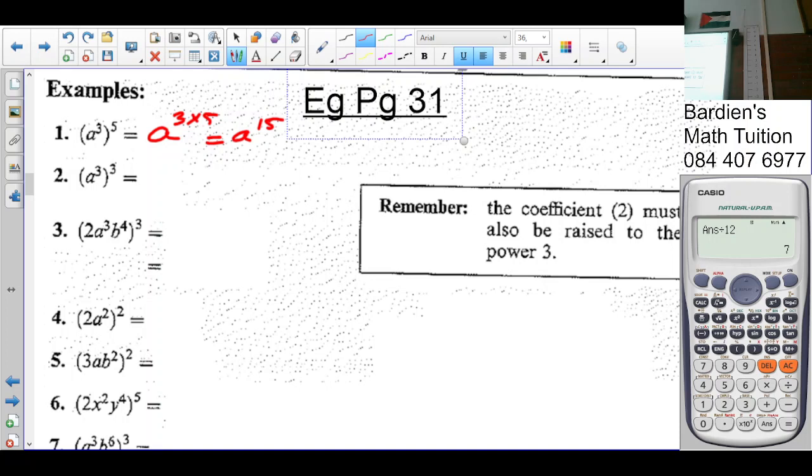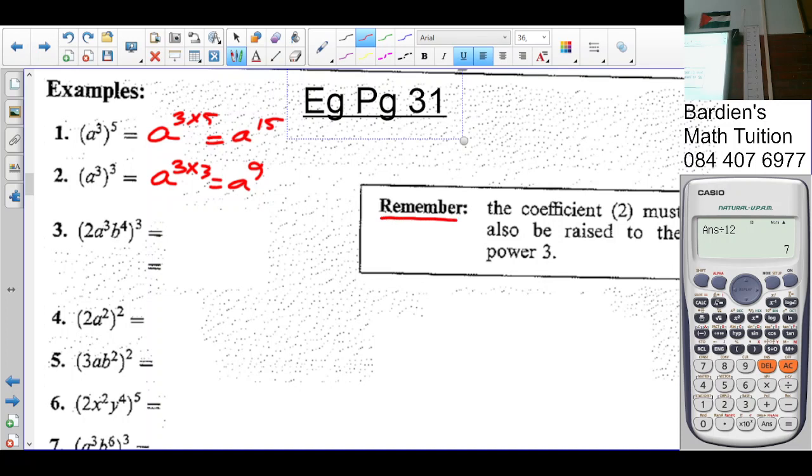The next one would be? Yes, absolutely correct. So it's 8 to the power 3 times 3, which is 8 to the 9. Do we have to write that middle step? No, we don't have to. Try the next one.